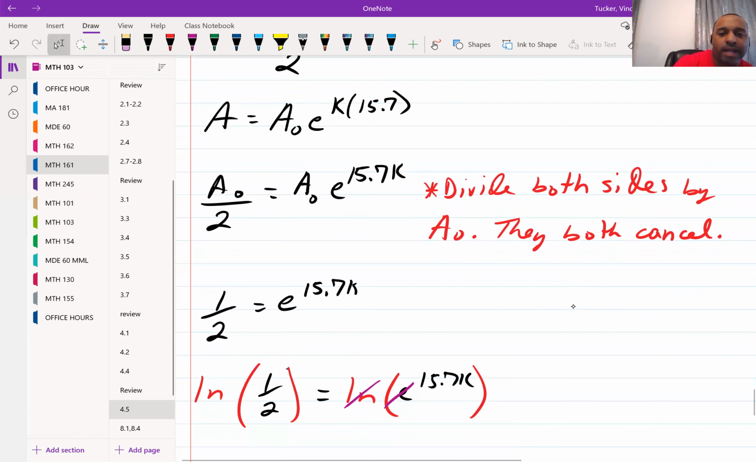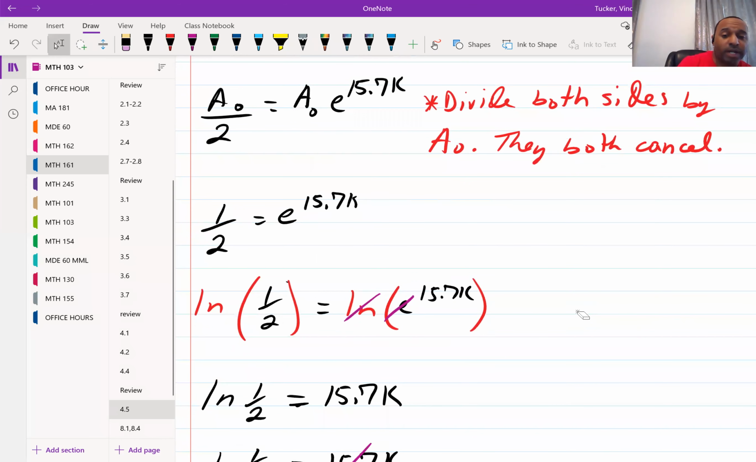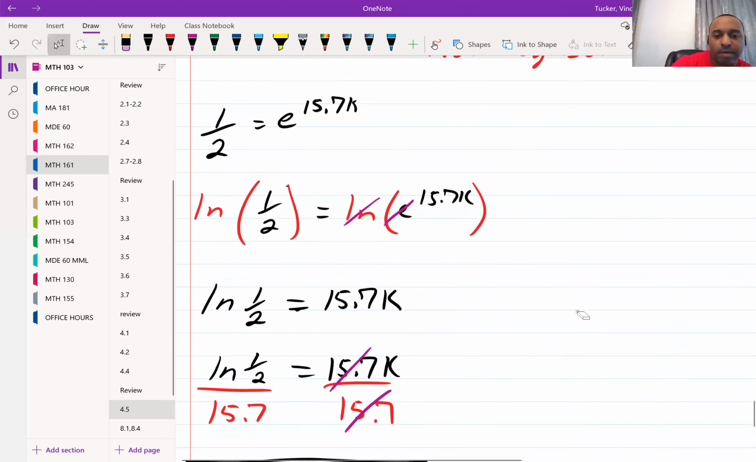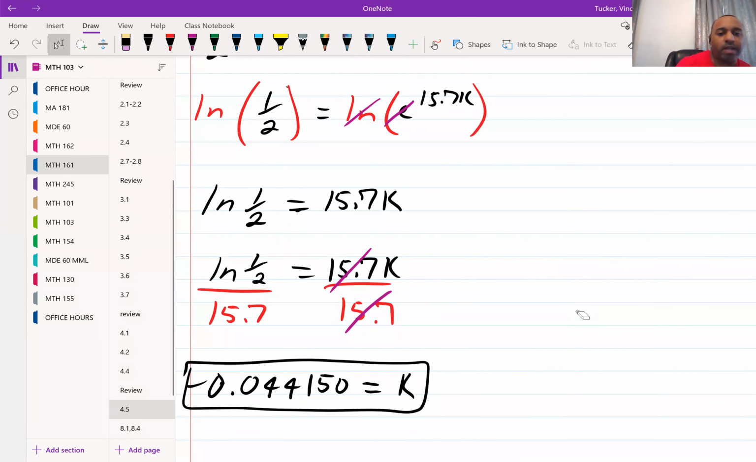So now we want to get access to K. So we take the natural log of both sides. So it's natural log of 1/2 equal to 15.7K. Divide both sides by 15.7. And that'll give us K, our rate, decay rate, 0.044150.